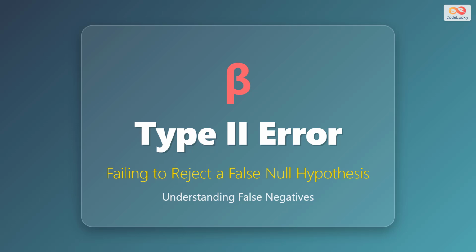Today, we are diving into a crucial concept in hypothesis testing, type 2 error. We will explore what it means to fail to reject a false null hypothesis, understanding the false negative and the probability beta.